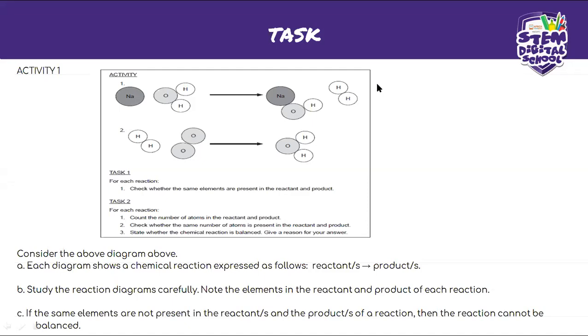You count the same number of atoms in the reactant. You're supposed to count, but you're not supposed to write. But it's fine, even if you manage to write the equation like Onka did, that is fine also. But you're supposed to count the number of atoms in the reactant and product. So when you count, you will check whether they are the same number of atoms present in the reactant and product. And if they are the same, you have to state whether the chemical reaction is balanced. And then you give a reason for your answer. So that's what you're supposed to do.